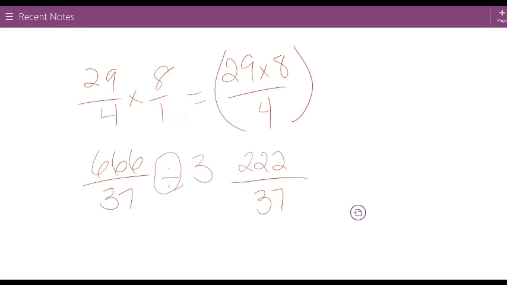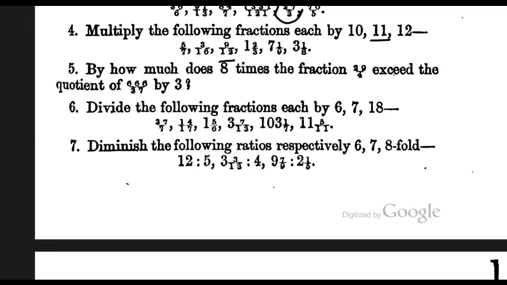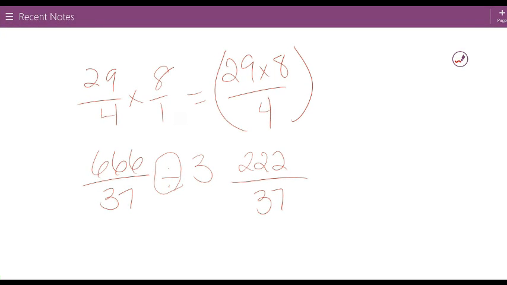All right, and now how much does 8 times exceed the quotient? Okay, so now you're going to need to get these two fractions to have common denominators, and then you'll compare the numerators and see how much bigger this one is. So here you need the LCM, convert them to that common denominator, and then once you get that common denominator, it'll be just the subtraction of the 222 from that one.